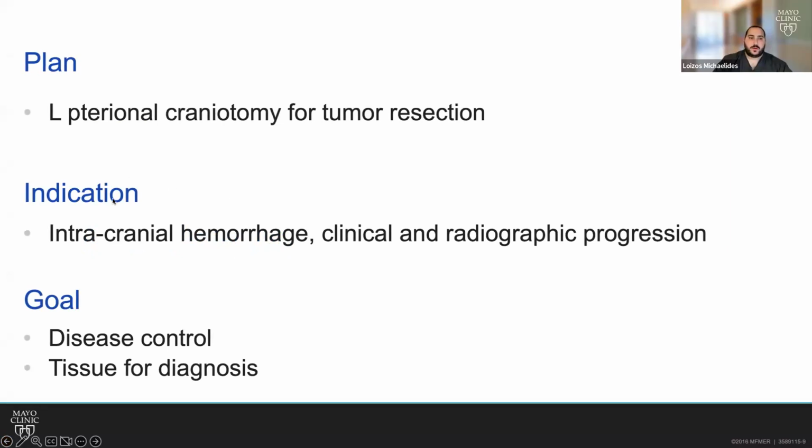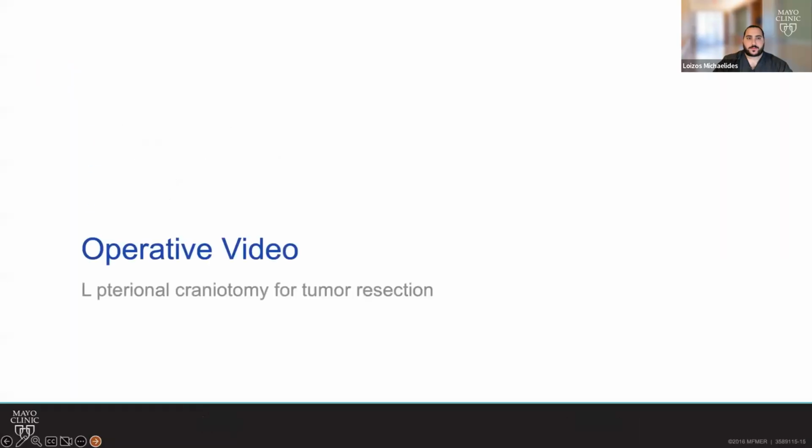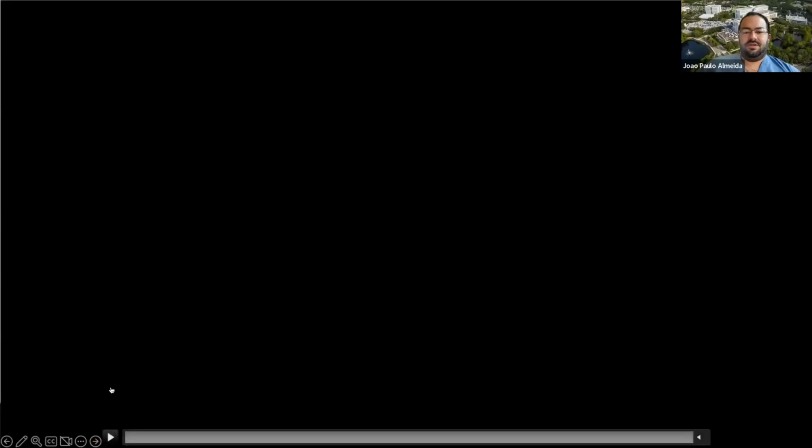Yes, so the indication, again, as we said, was intracranial hemorrhage, clinical and radiographic progression. The goal, of course, was disease control and obtaining some tissue for diagnosis. And then we have the video for the left pterional craniotomy. Before you start the video, I'm just going to explain one thing.